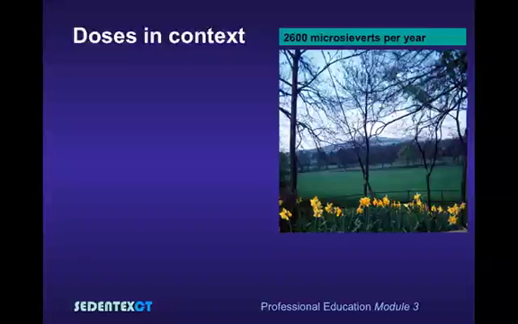Here's an example in the United Kingdom where, on average, the citizen is exposed to 2,600 microsieverts per year. That's millionths of a sievert. Obviously, the sievert is quite a big unit. So generally speaking, when we're talking about effective dose, we use millisieverts, thousandths of a sievert, and microsieverts.